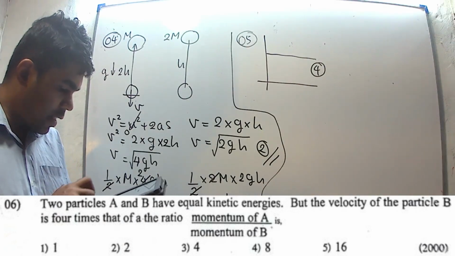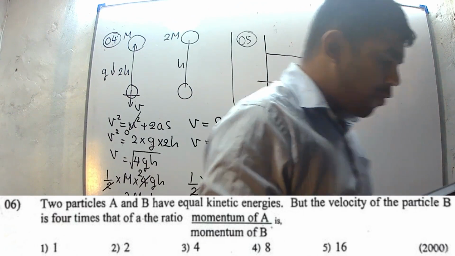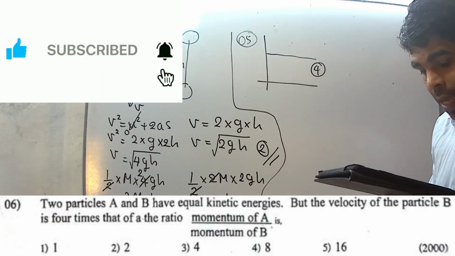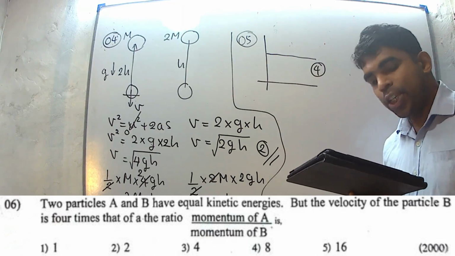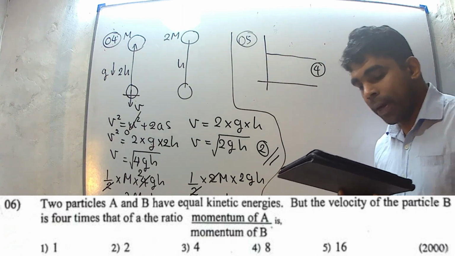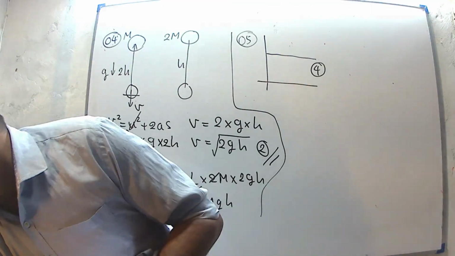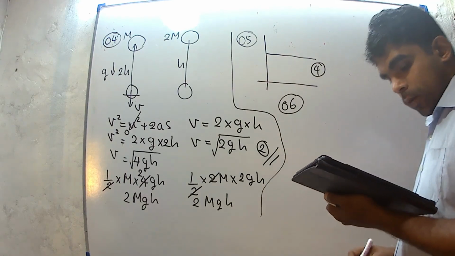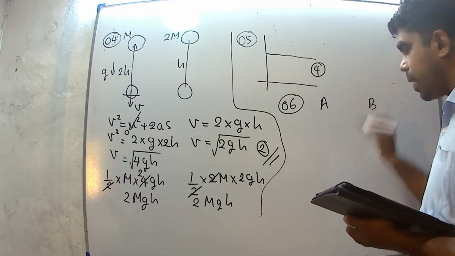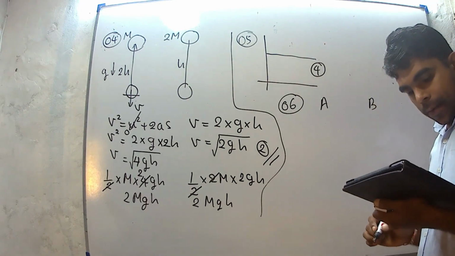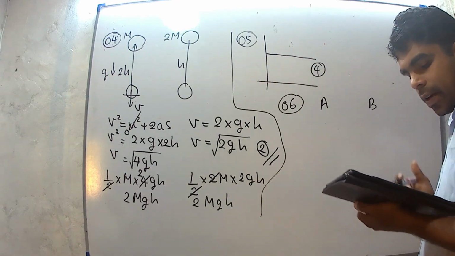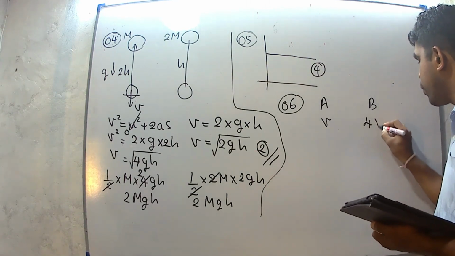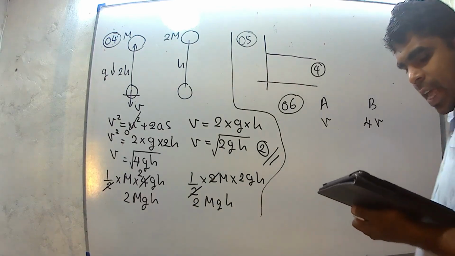Then question number 6. Two particles A and B have equal kinetic energies, but the velocity of particle B is 4 times that of A. Find the ratio of momentum of A divided by momentum of B. You have to find the ratio between momentum. They have given that there are two particles A and B, and the velocity of particle B is 4 times that of A. Then if the velocity of A is V, the velocity of B is 4V. And they have the same kinetic energy.